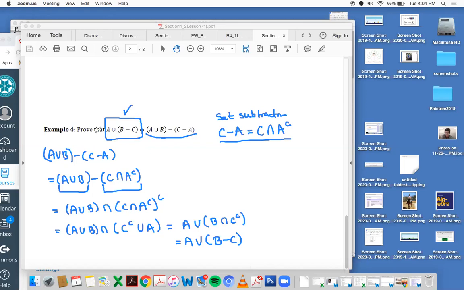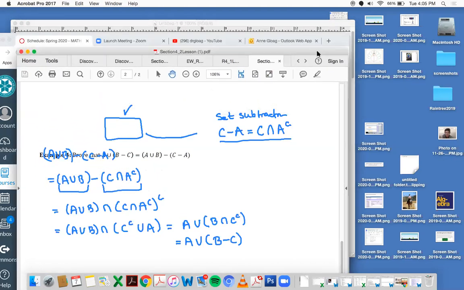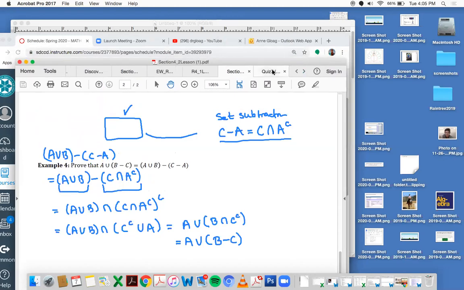All right, so this is the end of section 4.2. This was a fairly short one, just a continuation of proving things with sets from section 4.1. So we're going to, let me pull up quiz 7. Where is quiz 7? Do I have quiz 7? Probably. Yeah, there it is.